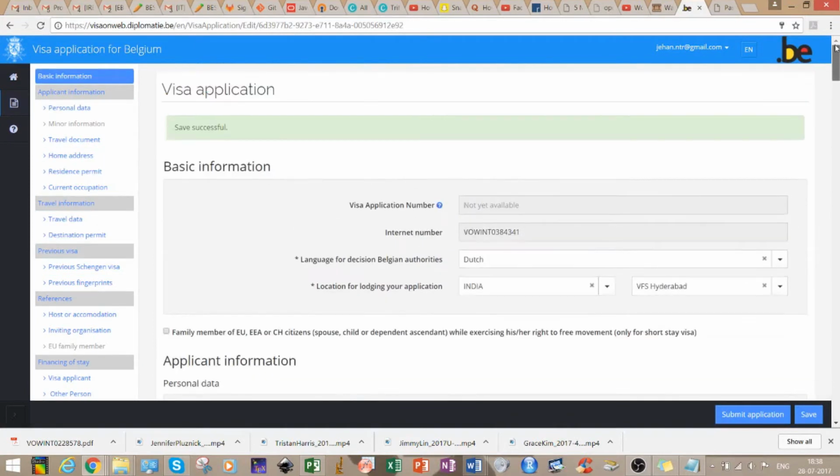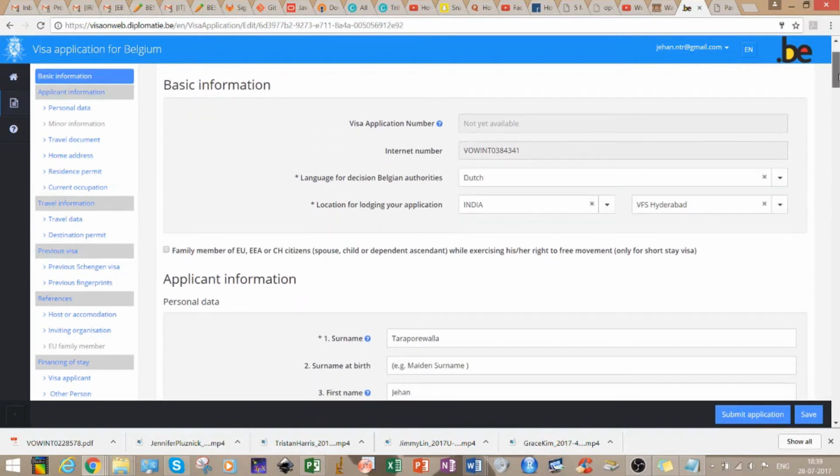So when you open the form, these are the first things. Your visa application number. Now this will only come later. Your internet number that is connected. Language for decision for Belgian authorities. You are going to be living in Leuven.